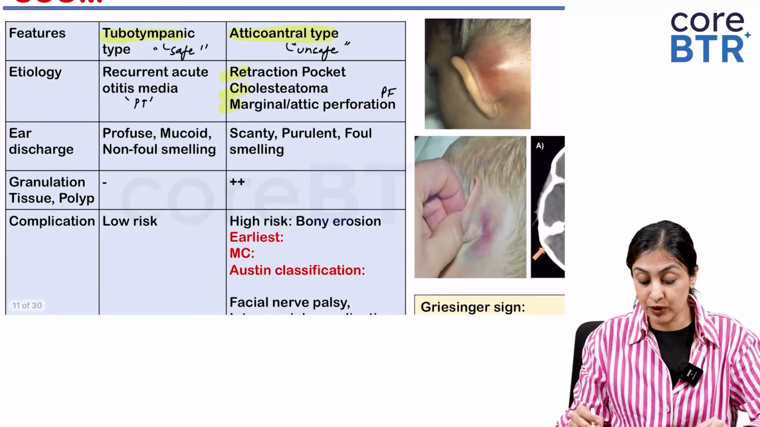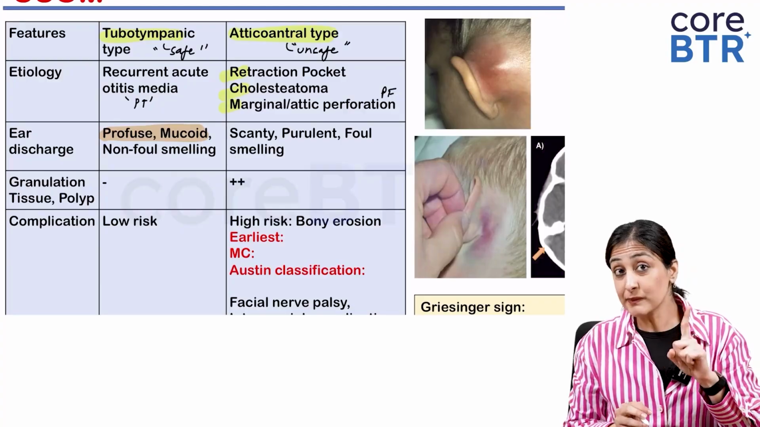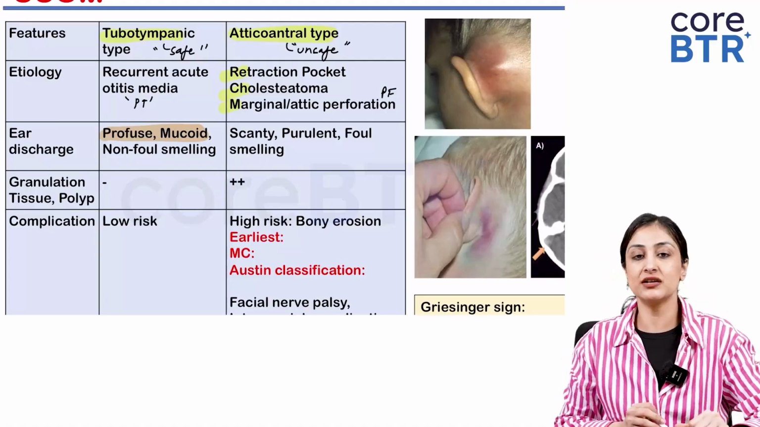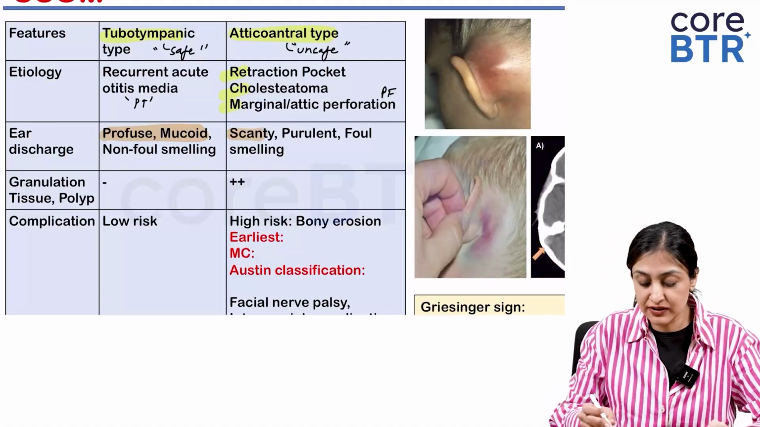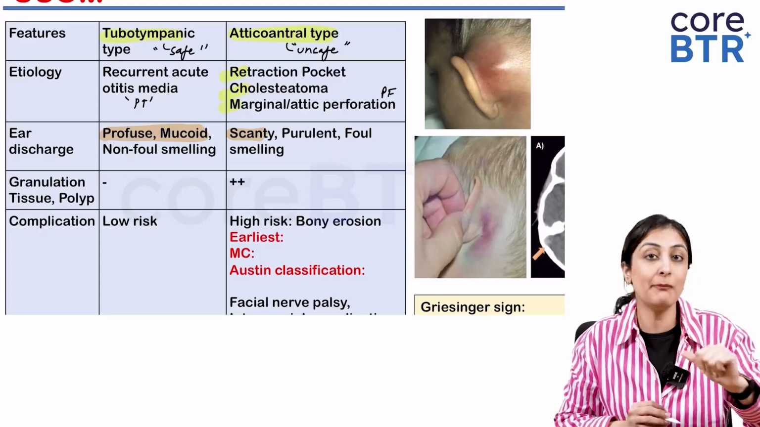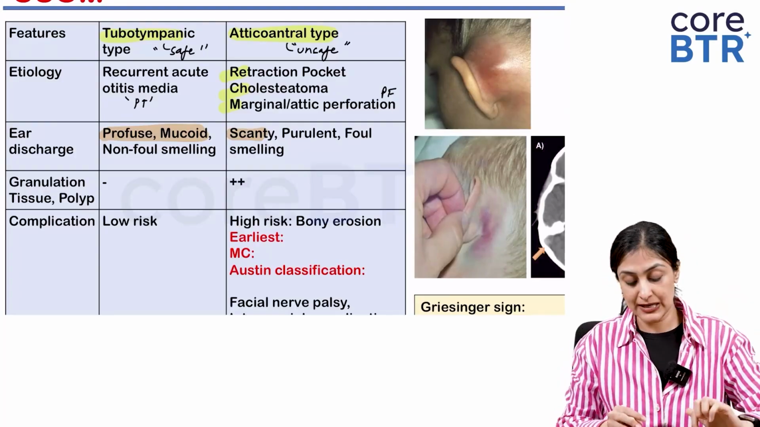Tubotympanic, this is the important part. Here you have profuse discharge. So remember, more discharge is not bad. Here, more discharge is in the better type. Scanty discharge, other features will help you: purulent, foul smelling, you will be able to tell. But the amount, you have to be careful, is the opposite. Profuse is in the safe type, okay?